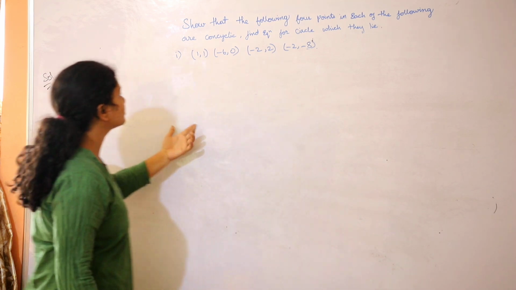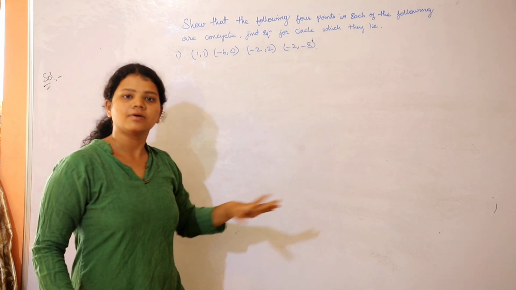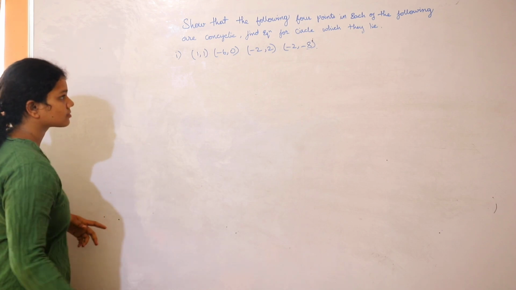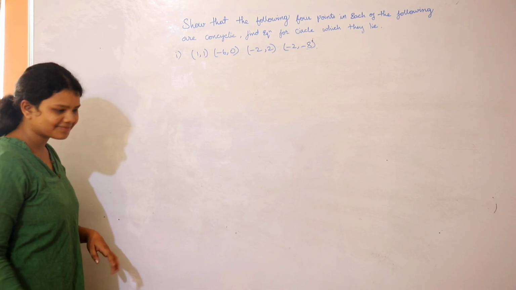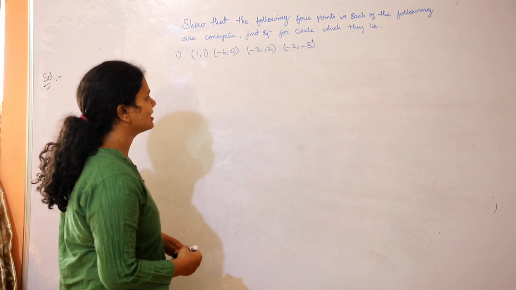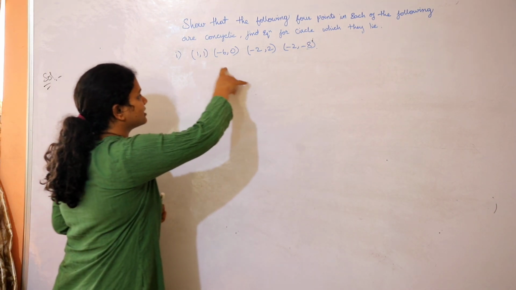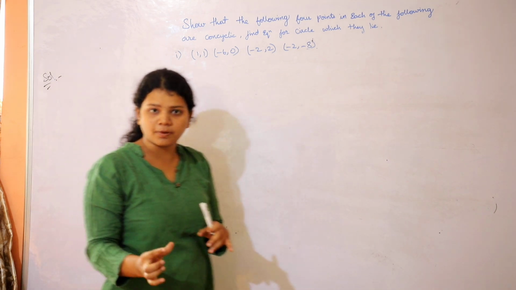But they are asking us to find out whether these points 1, 2, 3, 4 are concyclic. To show that these points are concyclic, it is the same process, guys, same process as here. You have the first point, second point, and third point. Now find the equation for the first point.